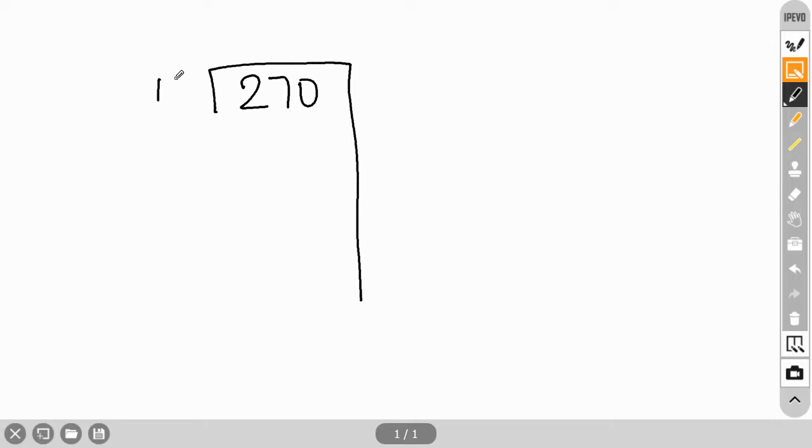However, the strategy is still going to be the same one we did for one divisor. And again, it's very important that you know your tables to help you. So I'm going to start with a small one first. So I'm going to do 270 divided by 18.